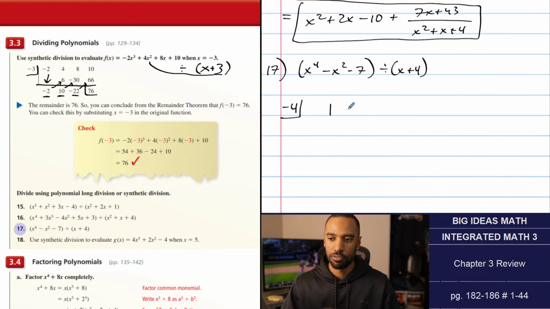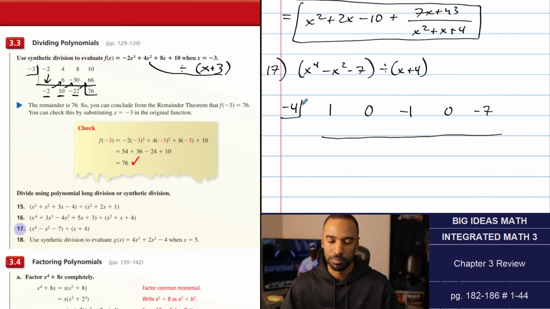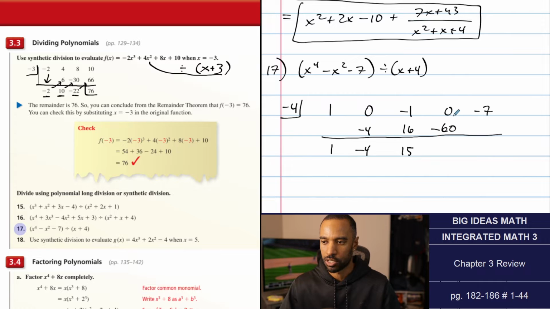I got a 1x to the 4th, 0x cubed, negative 1x squared, 0x, and negative 7 as the constant. You have to build it down that way to get properness in what you're going to need. So 1 comes down, multiplies by negative 4. You add these together, multiply by negative 4, and so on and so forth. This continues, and you get this big 240, and you get a big 233 remainder.